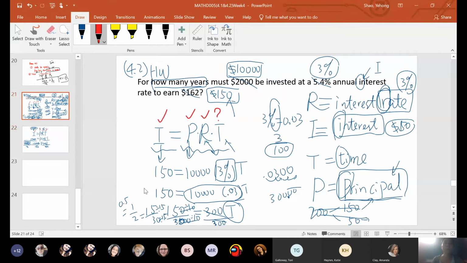Okay, so that's the first question. It's a leftover question for section 4.3. All right, any questions for this? Okay, if not, we're going to look at 4.3.